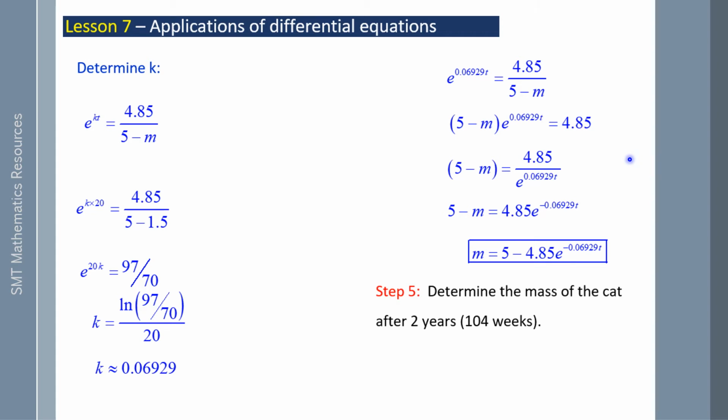Determine the mass of the cat after 2 years. That's 104 weeks. We sub in 104. We have 4.996 kilograms. So it's nearly at its maximum weight.